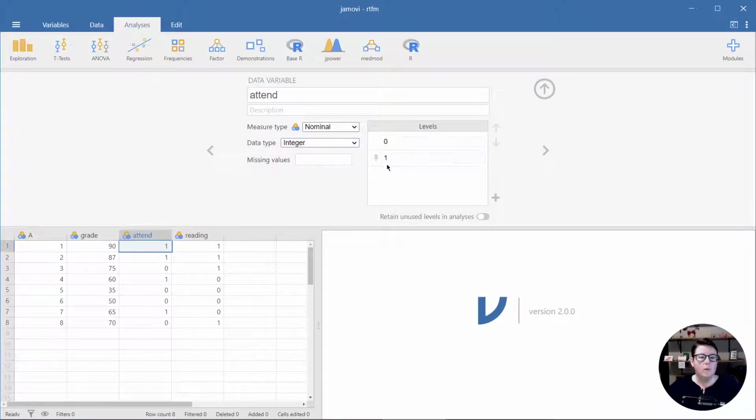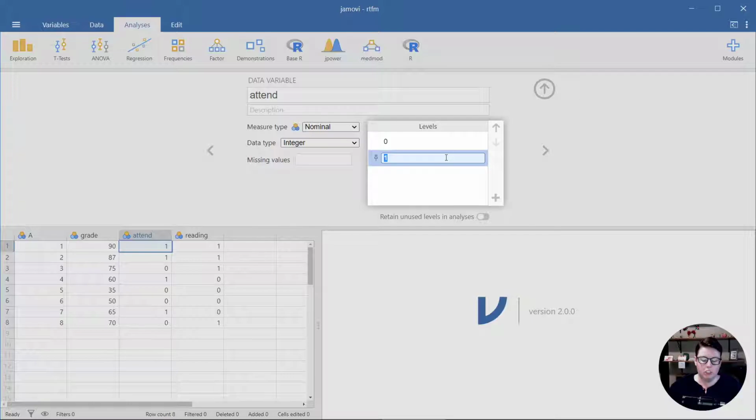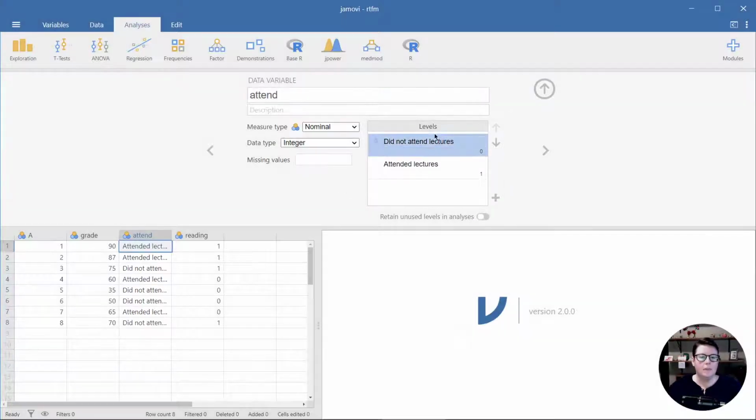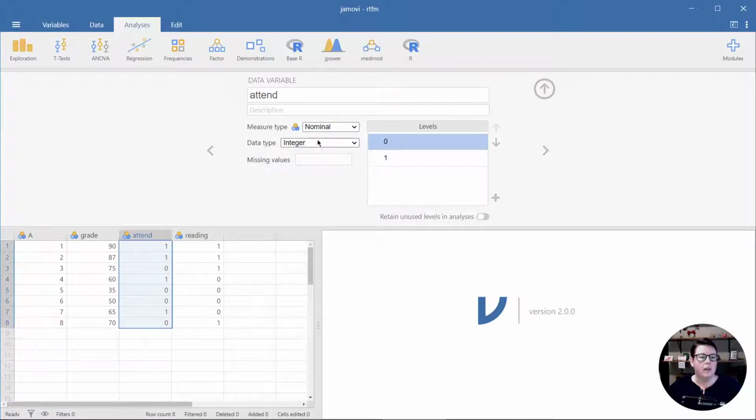Nope, that's it. We could rename it. So I could change this to attended lectures and did not attend lectures. We can do that type of stuff to make it a little bit more clear what we're comparing. I can also just Control-Z and undo that. So this is a nominal variable. Good. Reading, nominal, could do the same thing here. 1, they did read. 0, they did not read.